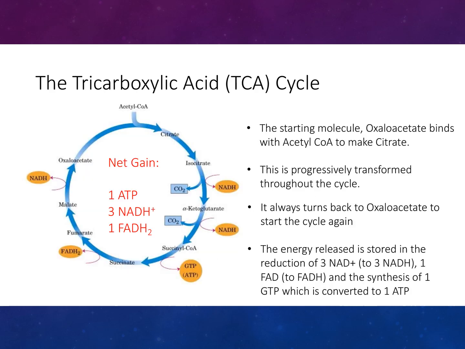The starting molecule oxaloacetate binds with acetyl-CoA to make citrate. This is progressively transformed throughout the cycle. It always turns back to oxaloacetate to start the cycle again. The energy released is stored in the reduction of NAD+ to NADH, FAD to FADH2, and the synthesis of 1 GTP, which is converted to 1 ATP.